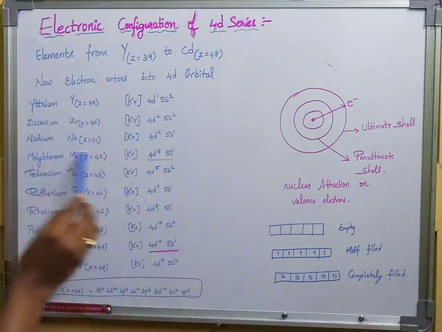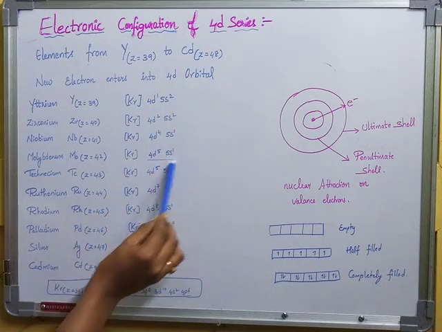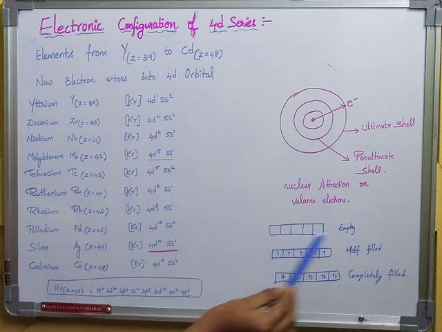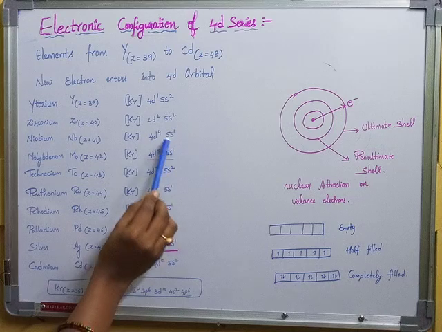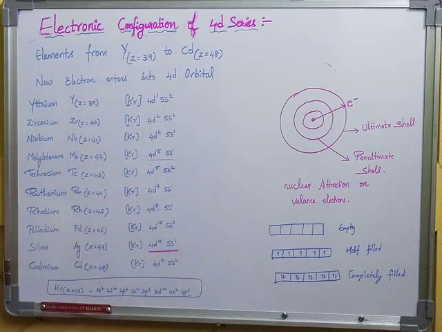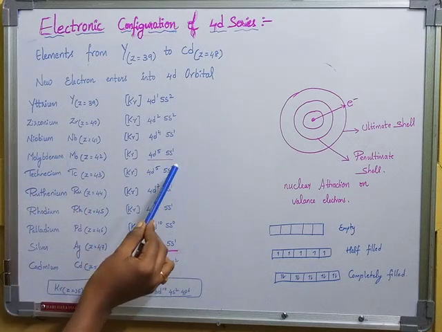Next, coming to molybdenum. This is similar to the chromium configuration. There we got a half-filled electronic configuration. If you remember chromium, we have a half-filled configuration, which is more stable. So one electron from 5s jumps to 4d to fill the half-filled configuration in 4d. Next, coming to technetium. This is normally 4d5 5s2.